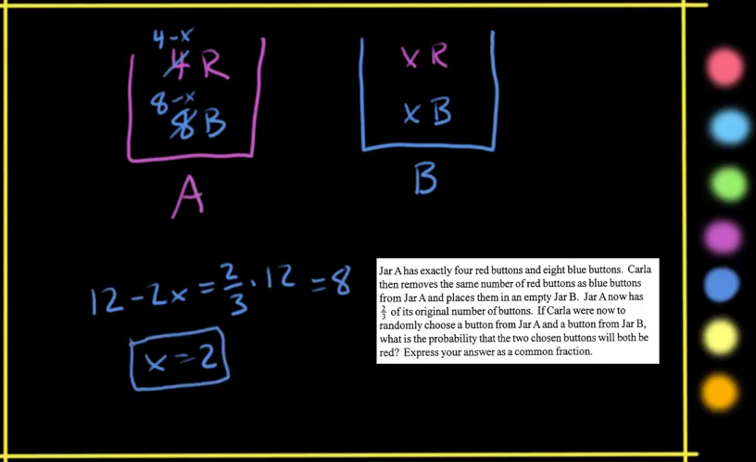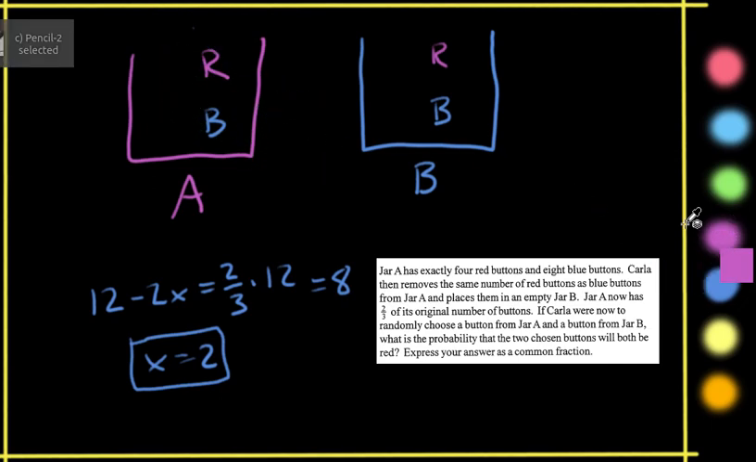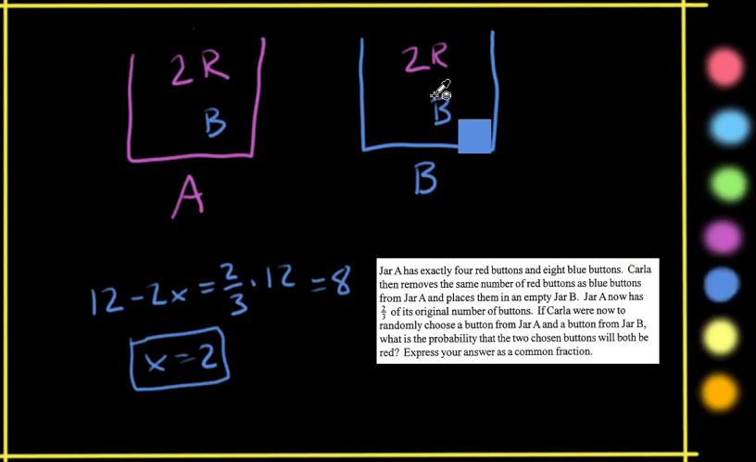Okay, so now we know that there are 2. We can replace x with 2 now. So let's do that. So x is 2. So 4 minus x will be 2, and 8 minus x will be 6. Okay, so there are now 2 reds here, 2 reds here, and there are 2 blue here, 6 blue here.